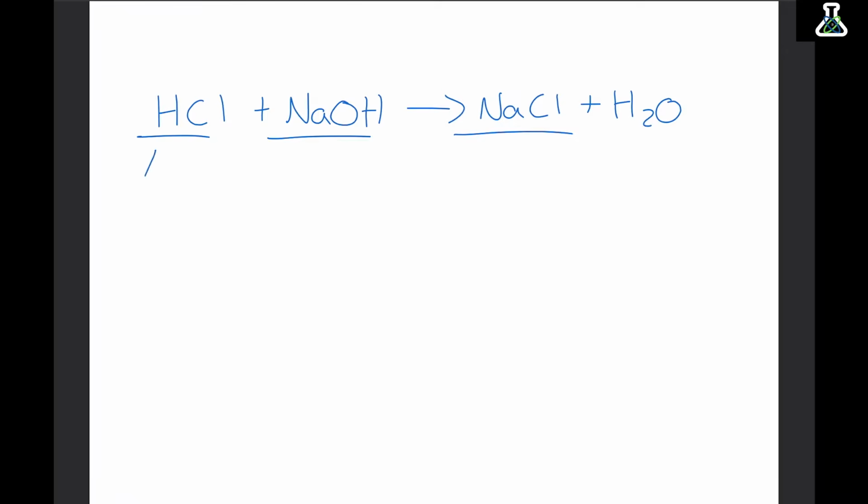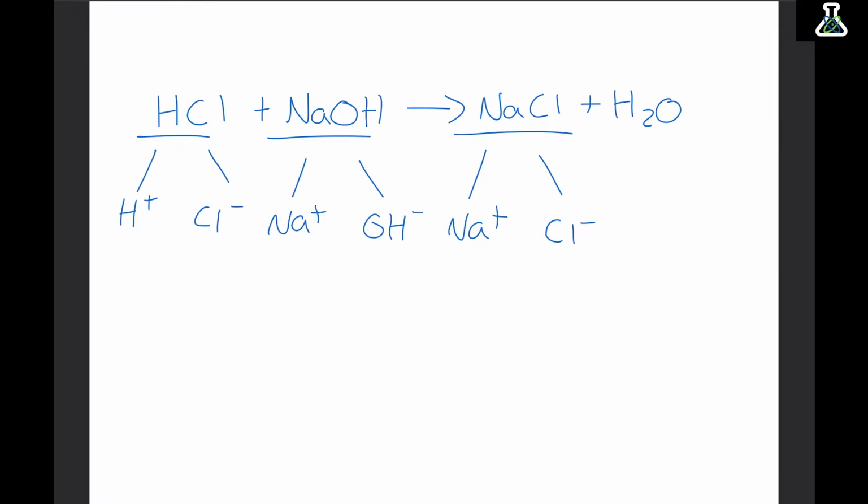So we have H+, Cl-, Na+, OH-, Na+, and then Cl-. Now you might be wondering why I've given OH- one charge, and this is because it's a polyatomic ion. Some ions, like OH-, have a charge on the whole compound, so these are just ones that you need to remember and know.